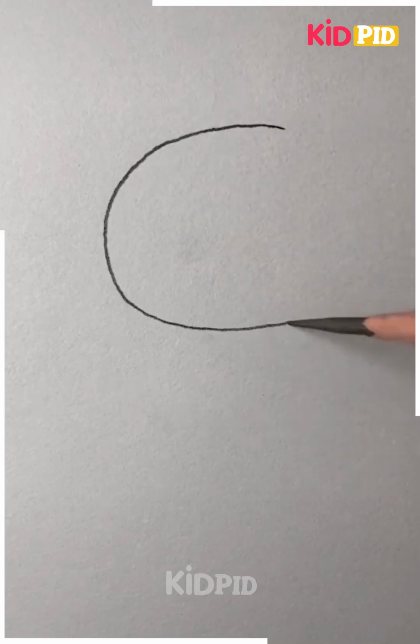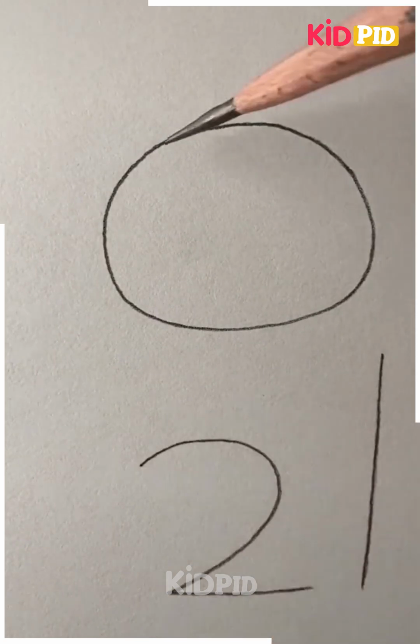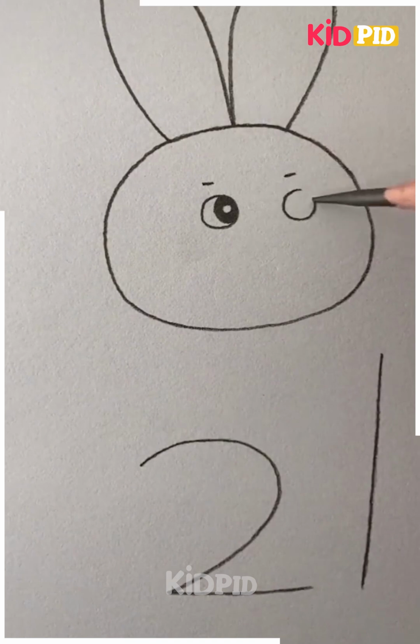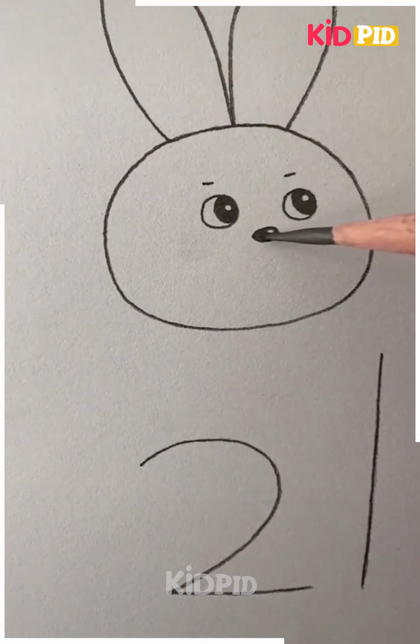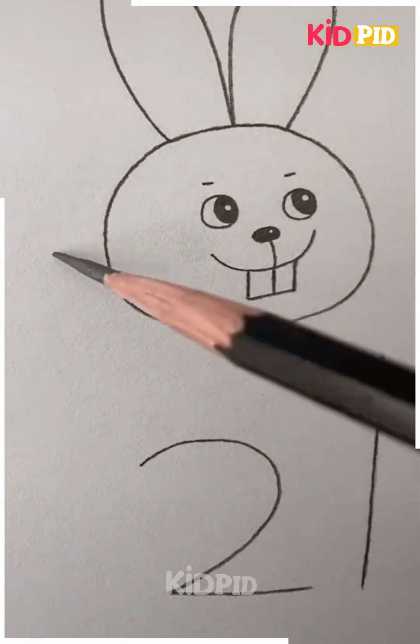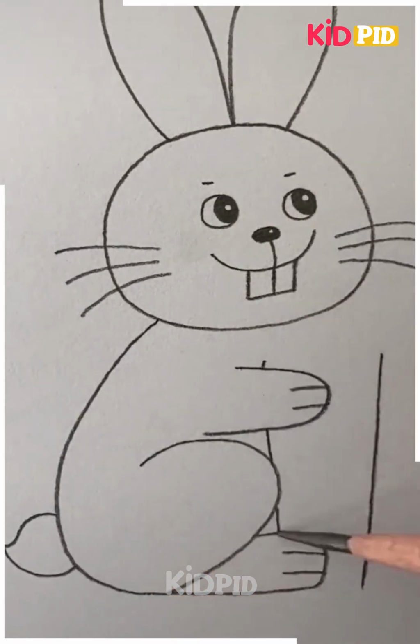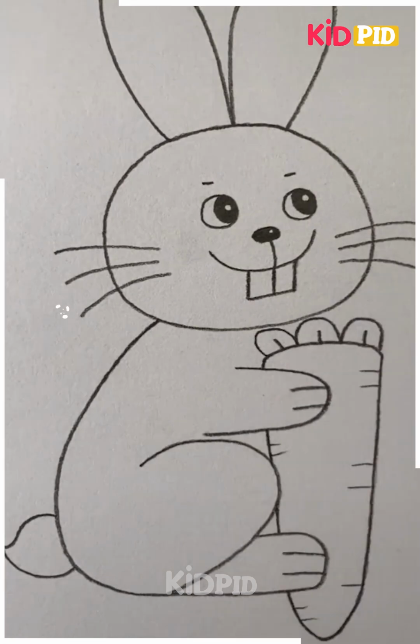Let's move further and try to make this bunny. You just have to first make a round figure. After that you just have to trace down the 2 and the 1 number. After that you can see how we are creating the long ears. Then we are adding some of the facial features like the eyes and the teeth and the whiskers, and the rest of the body is to be made by joining all these lines together. It's holding a carrot. It looks so cute and so good.